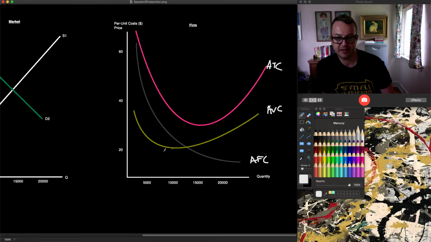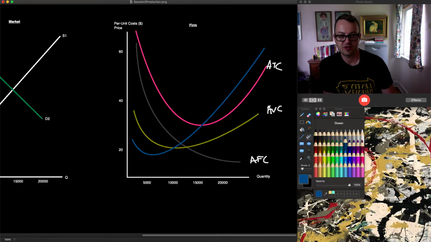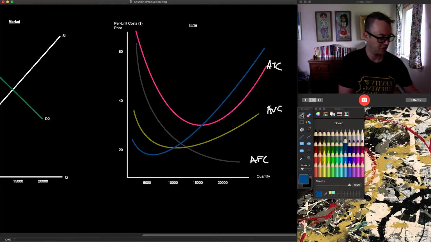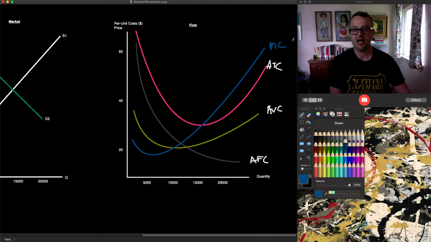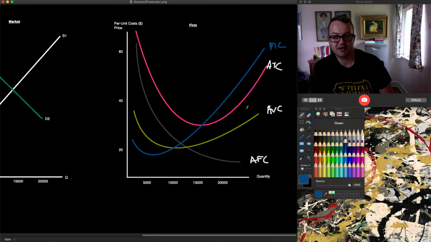That's approximately right. Our final one is marginal costs. And what marginal costs do is they go through these two lines. Again, they start off falling and then start to rise with variable and total costs. Okay, so this is our marginal cost curve up here. All right, so you should be able to generate some kind of graph like this.